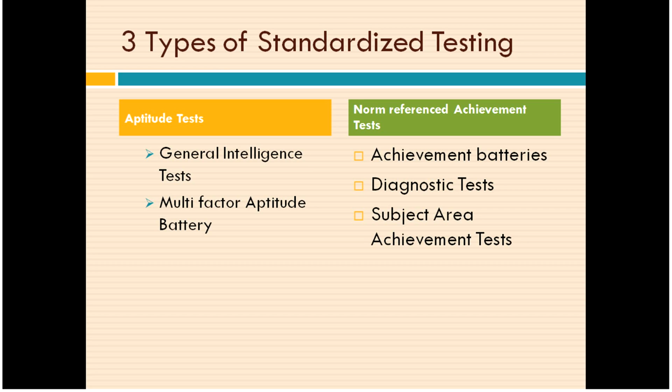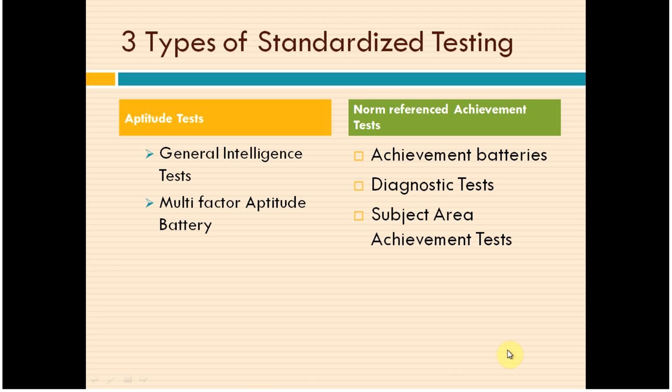Multi-factor aptitude battery tests deal more with a breakdown of specific skills. An example would be a test that is trying to get a reading on, or report in numbers, reading readiness tests or math comprehension tests, math calculation and computation testing. And those are aptitude battery tests.